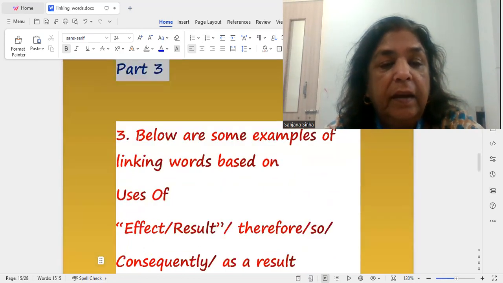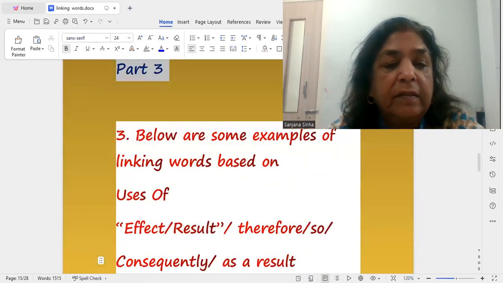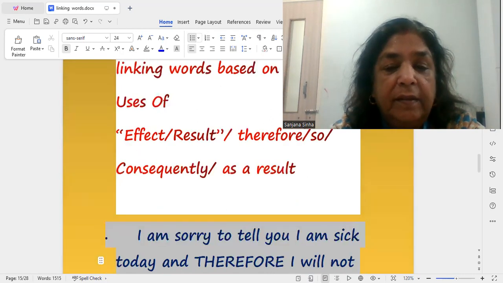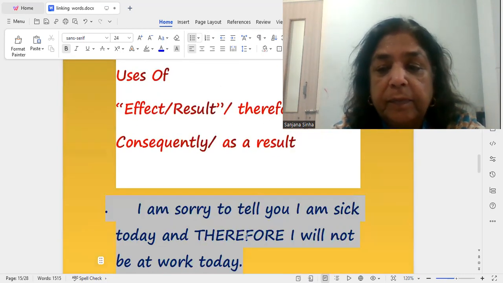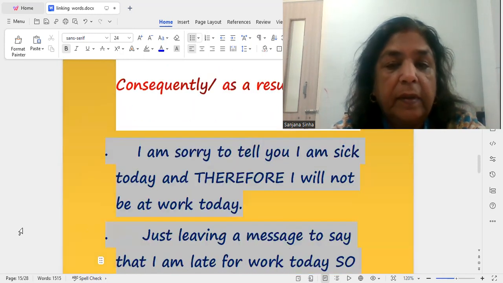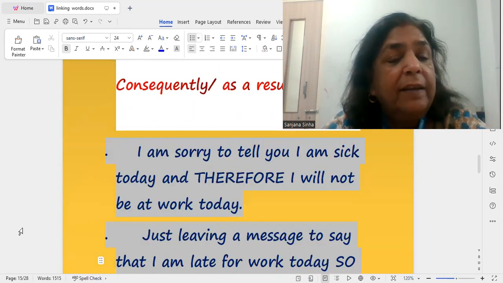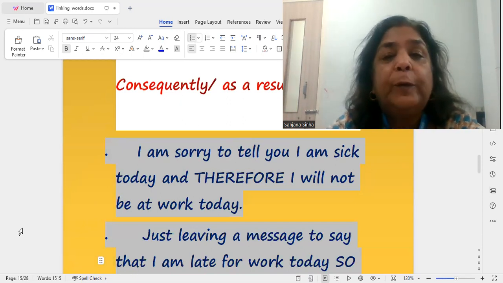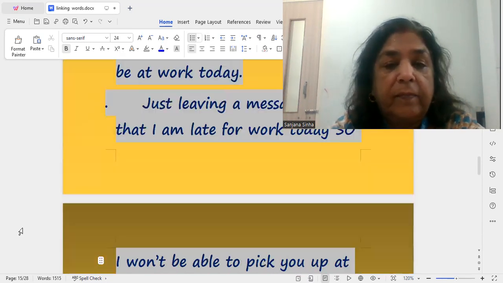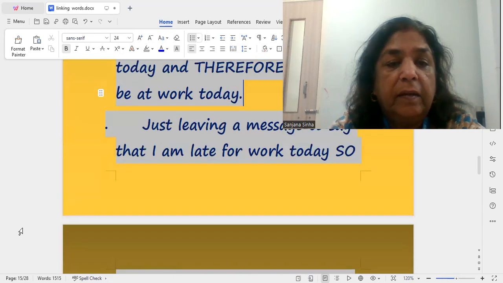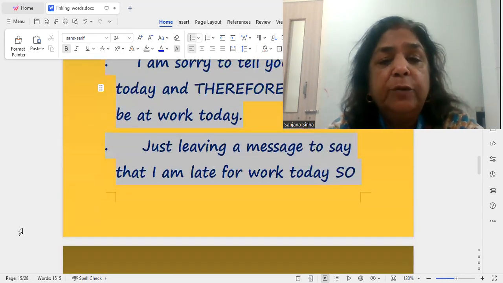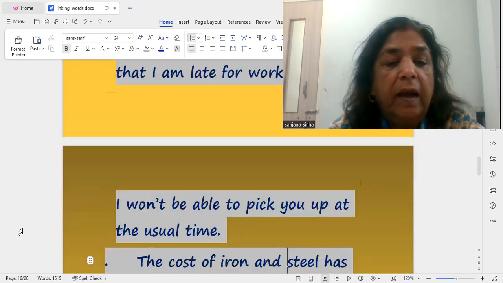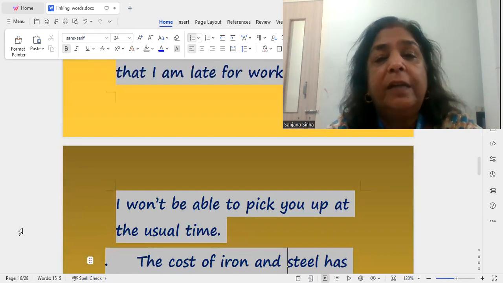And then there are some examples of cause and effect. Therefore, so, consequently, as a result, let's make it easy for you. I am sorry to tell you, I am sick today and therefore I will not be at work today. Just leaving a message to say that I am late for work today, so I won't be able to pick you up at the usual time.